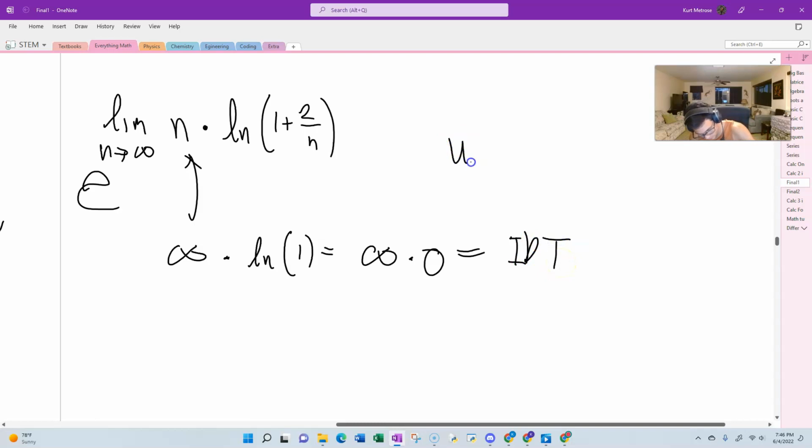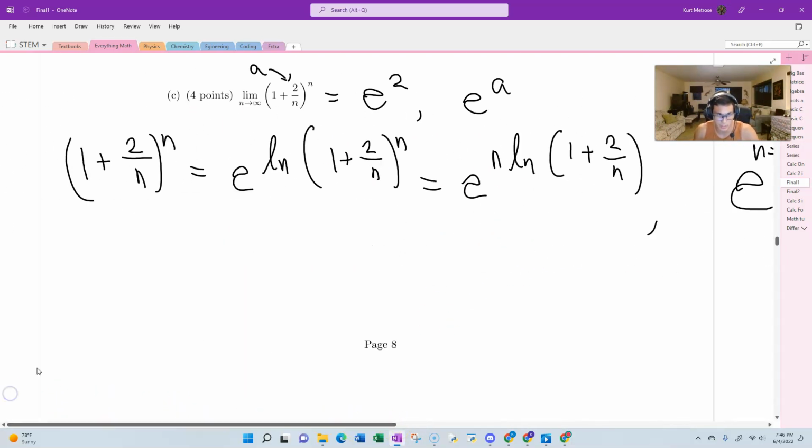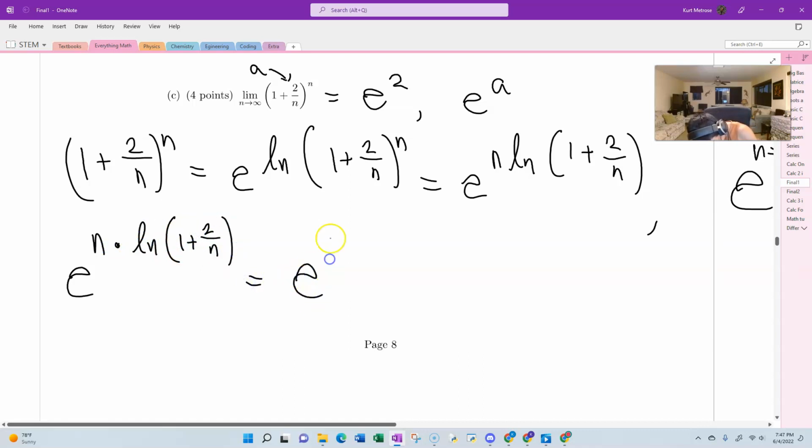So then what do you use? You need to use L'Hopital's rule, right? If you don't remember, it means you divide up the limit into a numerator and a denominator, so a fraction, and then you take the derivative of both sides, and then you take the limit again. So let's go back a few steps now. We're at e to the n ln(1 plus 2/n), and let's actually forget about the e right now, and just write it like this.